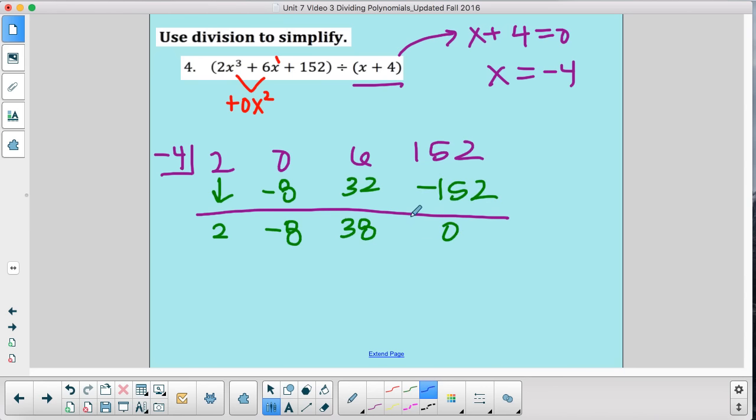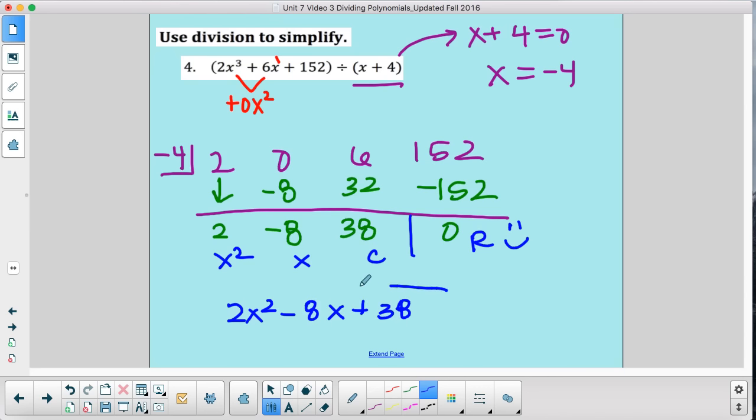Now I can go ahead and write my answer. It is the remainder of 0, so we're happy when it's a remainder of 0, right? Then it would be constant, x, x squared. So my answer for this one would be 2x squared minus 8x plus 38. So when I divide this polynomial by x plus 4, this is what I would have left.